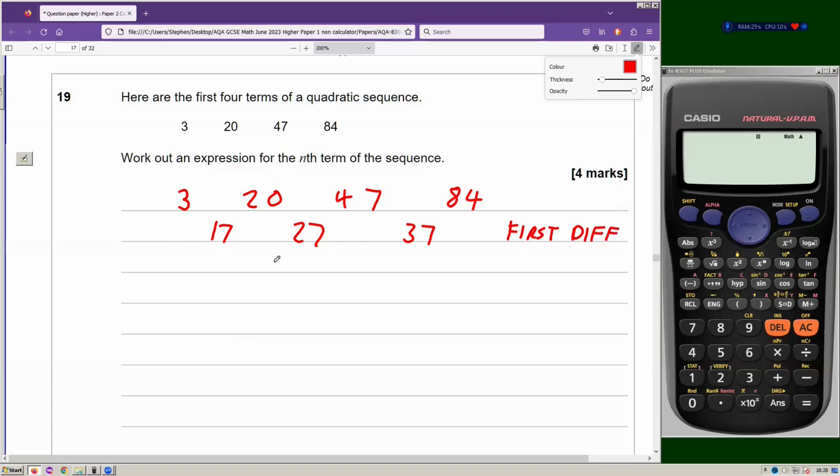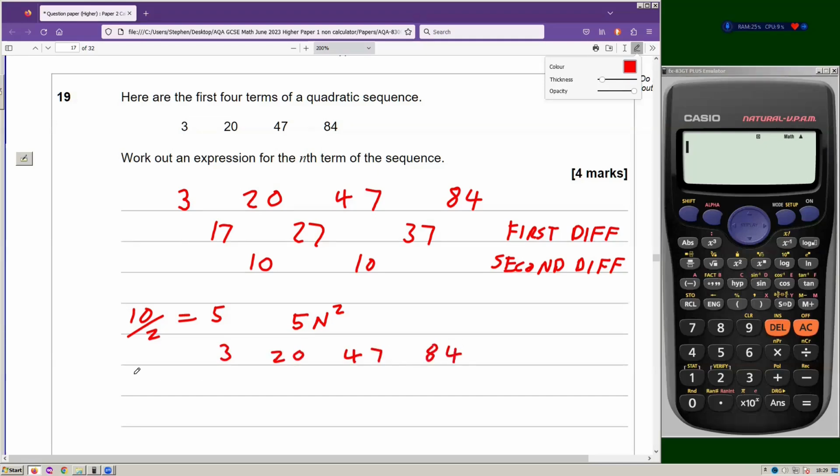And we find a second difference, and we can see the difference now is 10 between each. 27 to 37, 10; 17 to 27, 10. That's the second difference. Now we take 10 and divide it by 2 equals 5. So we know our quadratic part is 5n squared. Put 5n squared over here and put our values in.